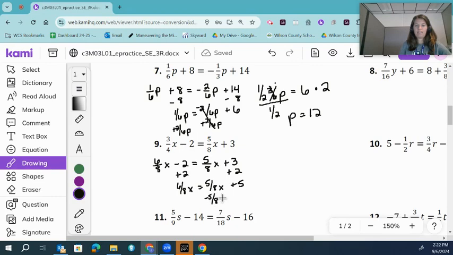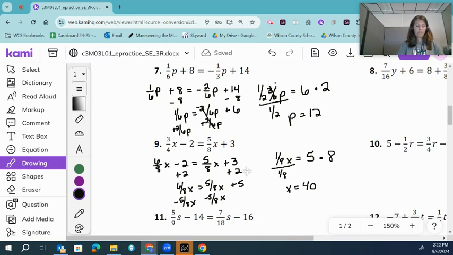Subtract 5/8 x on both sides. 6/8 minus 5/8: common denominators are already taken care of, so 6 minus 5 is 1. So I'm left with 1/8 x equals 5. Then I'm going to divide by 1/8, which is the same thing as multiplying by the reciprocal, which is 8. So x equals 40. Again, I'm going to go back to my original and check it in the calculator.